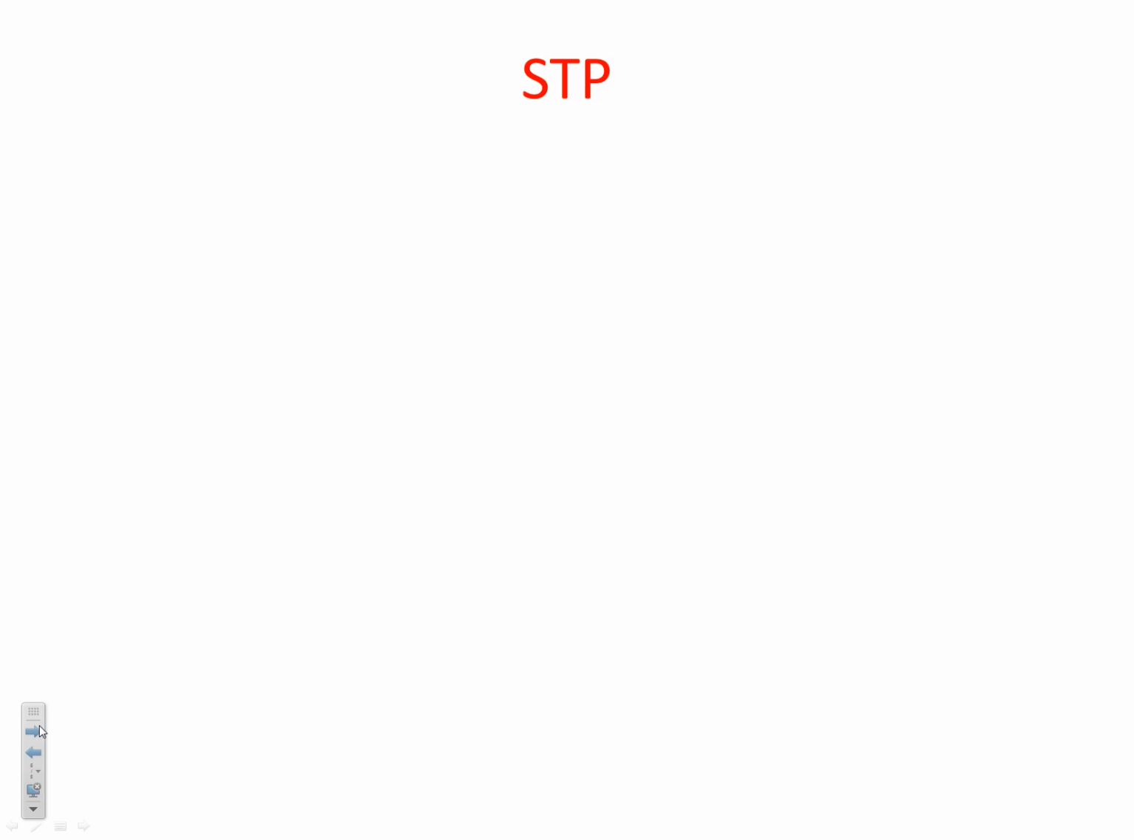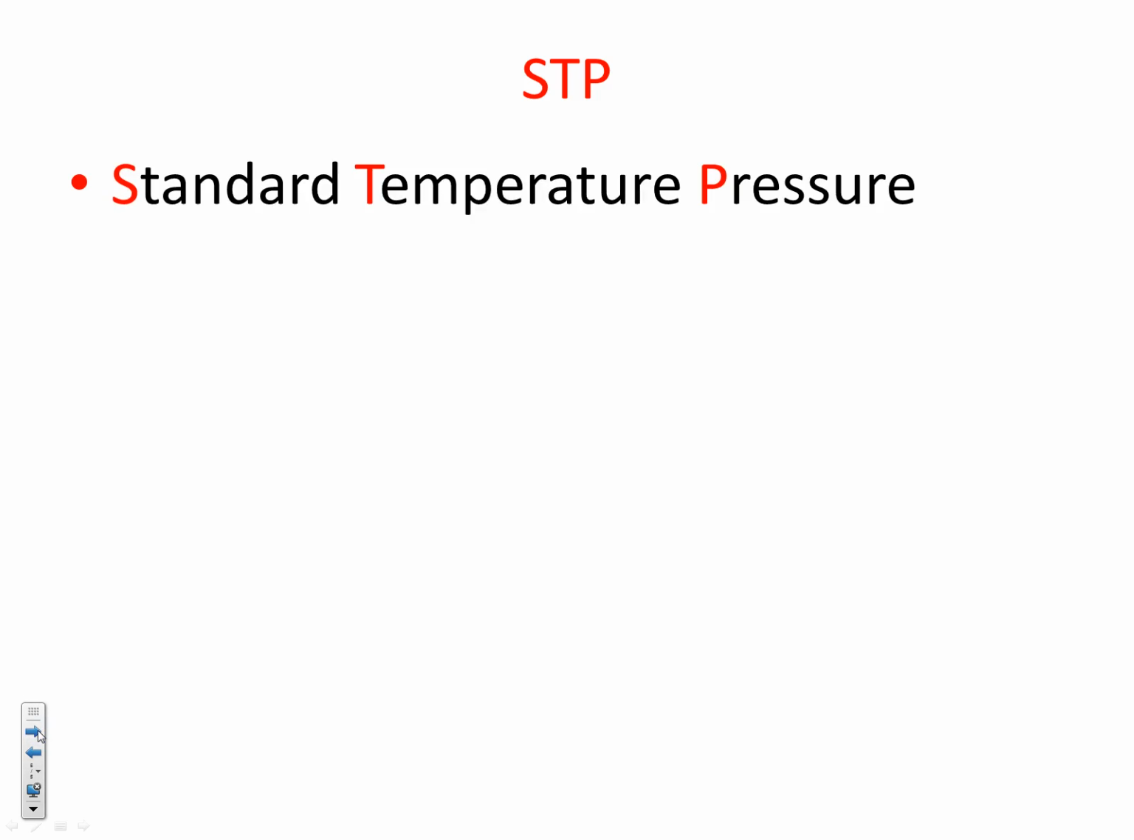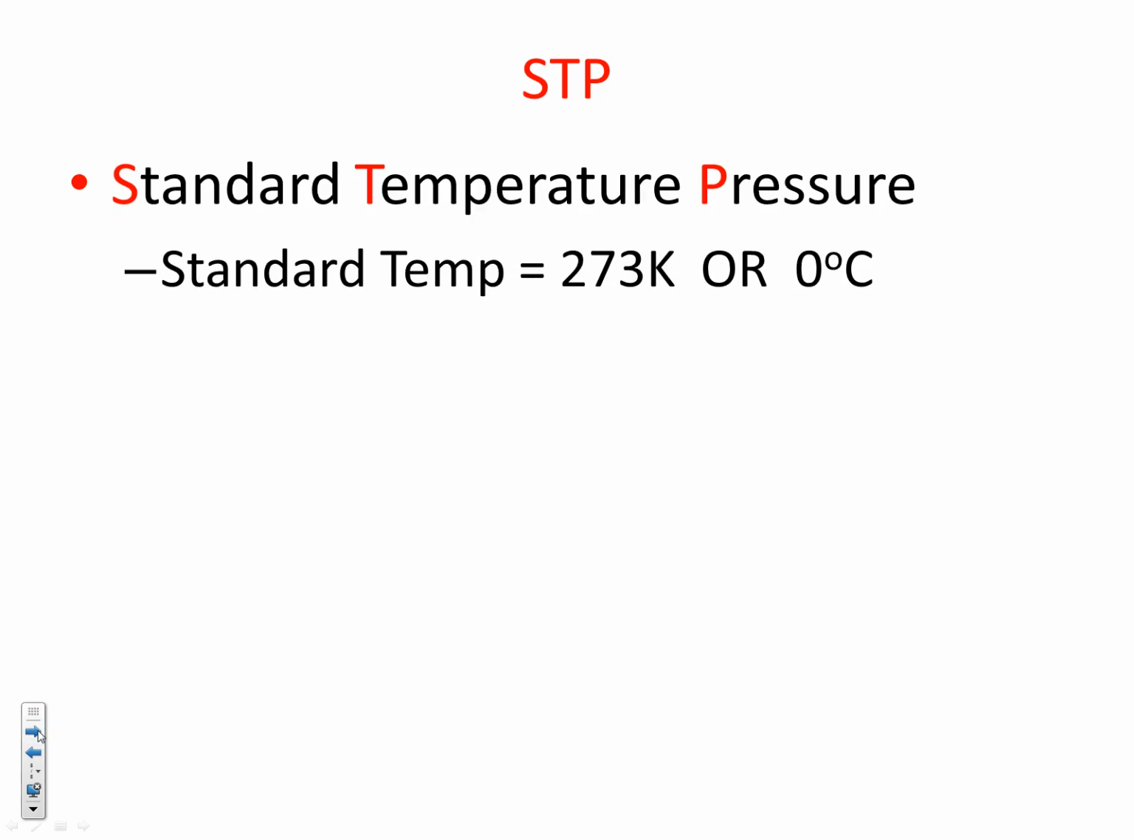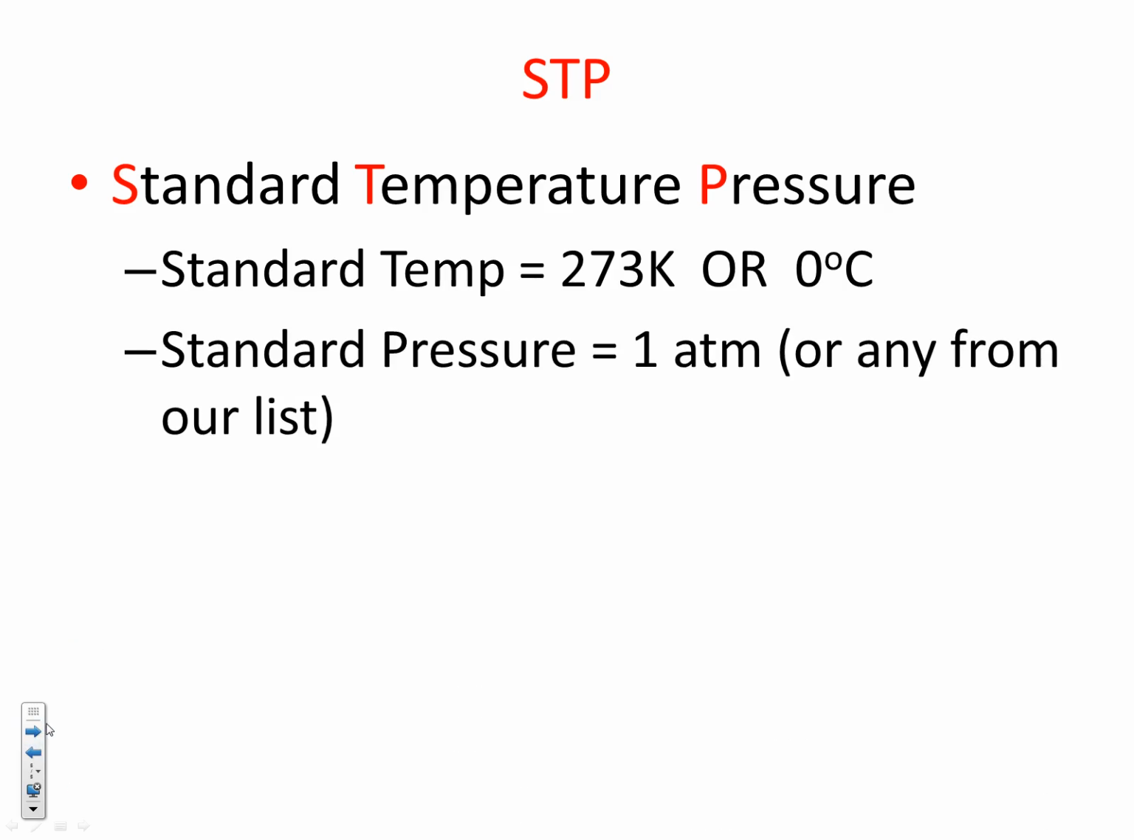All right, the last thing here is just a little review on standard temperature and pressure. So you have to remember STP means standard temperature and pressure, and I want you to know that the normal standard temperature is 0 degrees Celsius or 273 Kelvin, and standard pressure is 1 atmosphere. So that's something you're just going to be required to know. And then this says, or any from the list, because I gave you all those values equivalent to 1 atmosphere. So if we have 760 millimeters of mercury, that's also standard pressure.